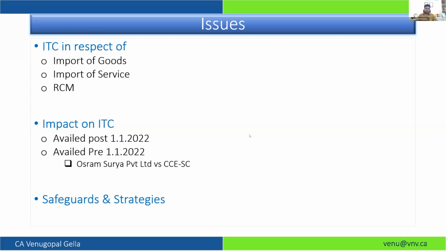So we'll see. Nowadays, the department is issuing notices on this only. Out of 100 notices issued by the department, 90% of the notices are on this only, the mismatch of credit between 3B versus 2A. So how can we handle this, that is, before 1st Jan 2022?